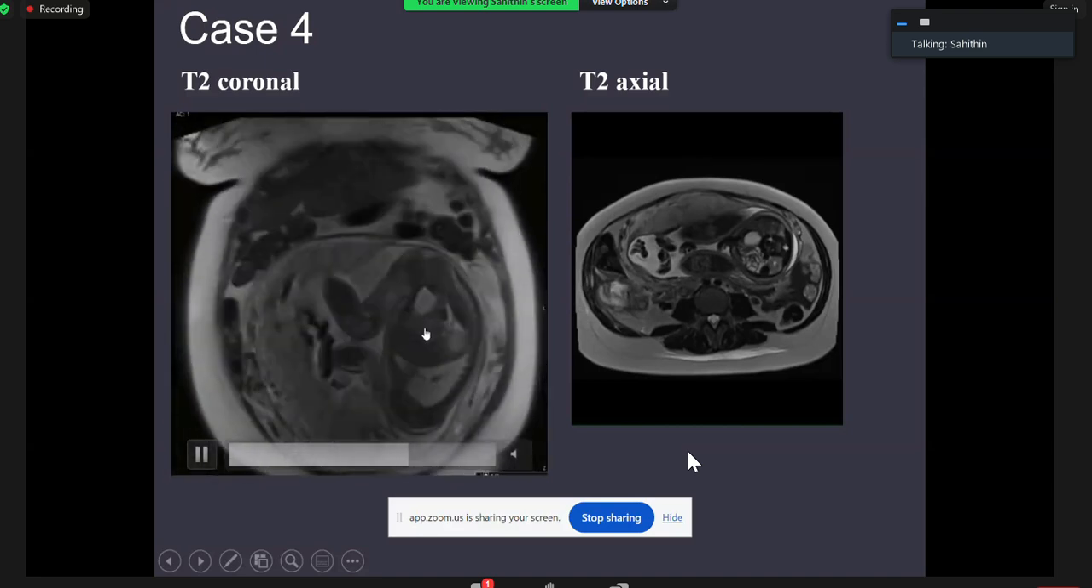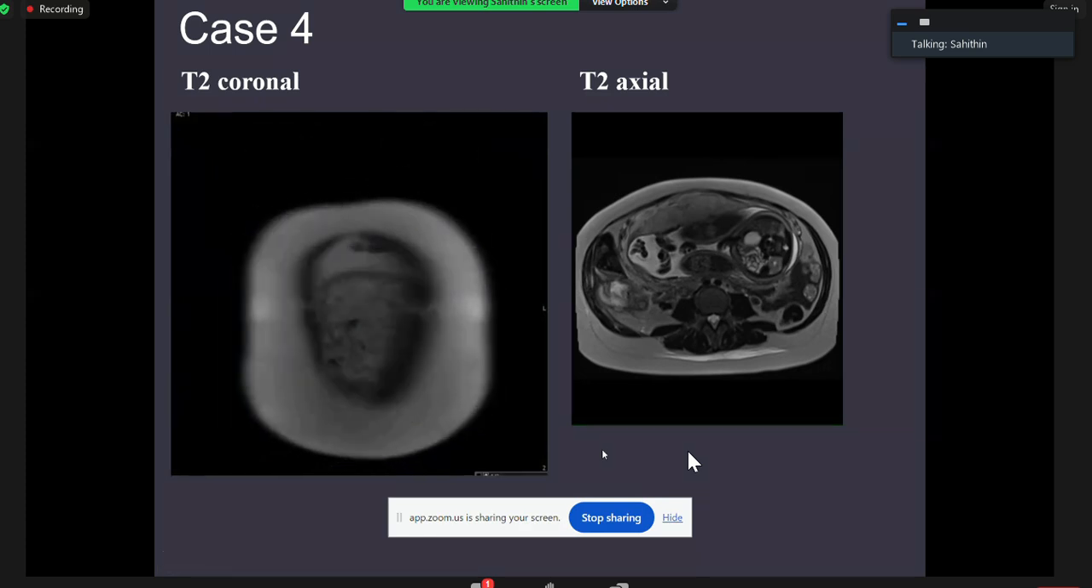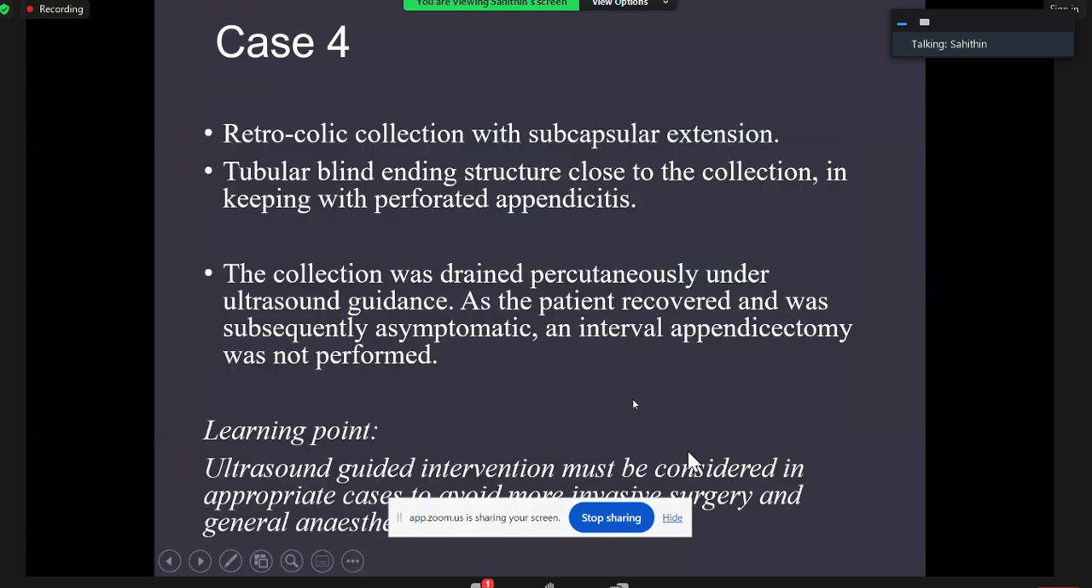With this patient, the surgeon felt that in the advanced stages, surgery is probably not advisable. So we decided to try percutaneous drainage first. The collection was drained under ultrasound guidance, and she recovered and was asymptomatic. They did not do an appendicectomy. She went home, carried to full term, and did not need a surgical intervention.